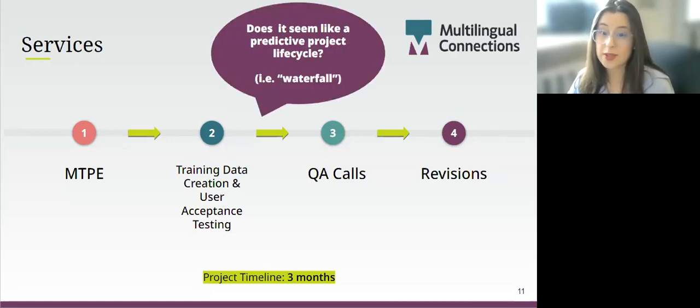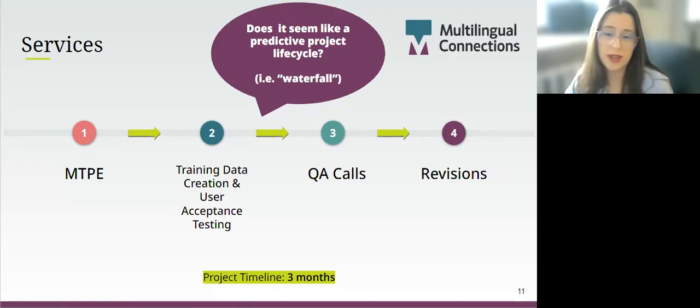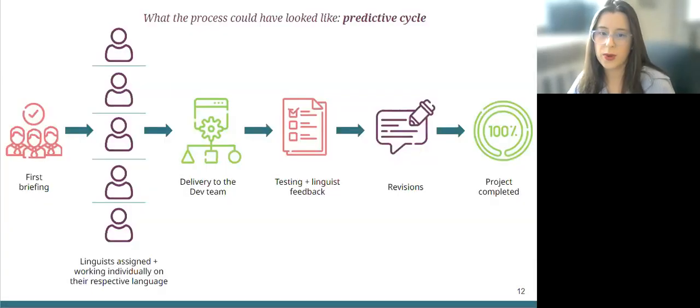Now, does this seem like a predictive project lifecycle to you, or in other words, waterfall? As a reminder, it's a more traditional approach with the bulk of planning upfront, happening in a sequential manner. And if your answer is yes to this question, maybe you have thought about the process like this: we would have a briefing meeting with the client, laying out expectations, being given a deadline or instructions, and overall discussing capacity and capabilities.